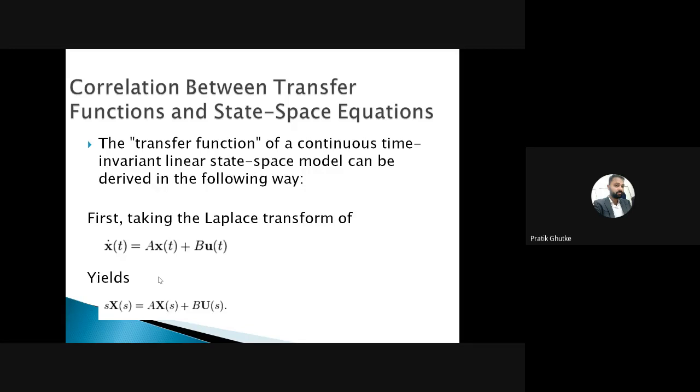So taking the Laplace transform. x dot means your first derivative. So in Laplace transform, x dot of t will become s X of s, and then A x of t will become A X of s, and B u of t will become B U of s. First step is to take the Laplace transform of your state equation. I have taken the Laplace transform and it yields s X of s equals A X of s plus B U of s.